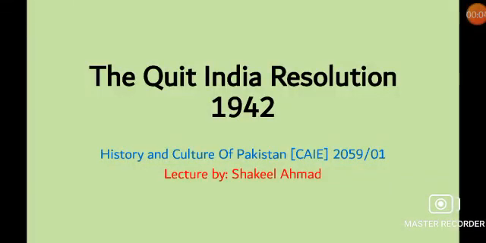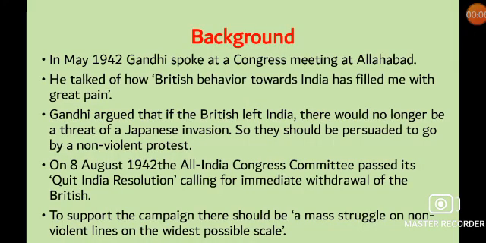Our today's history topic is the Quit India Resolution 1942. Students, already you have studied about the Second World War that Congress had resigned from the Congress ministries in 1939, and it was just as a result of protest, because Congress was claiming that the British had not consulted them regarding taking the decisions in the war. So they had resigned from the Congress ministries.